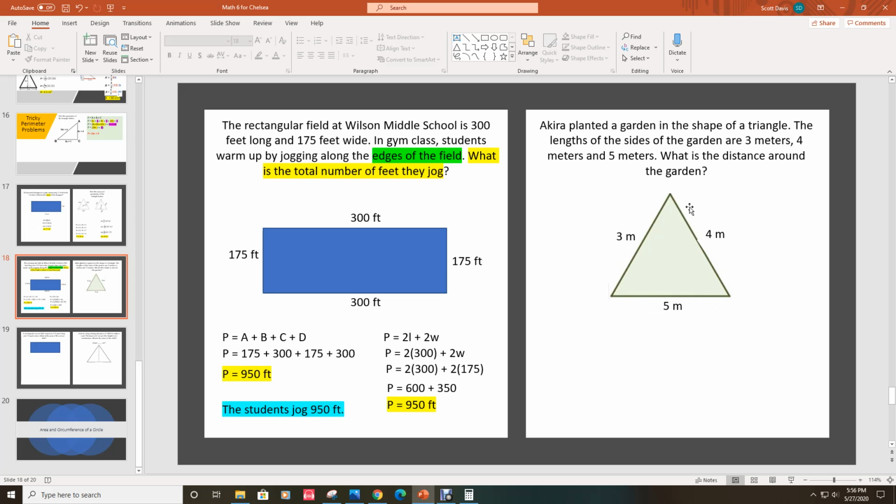Around the garden. Picture that, Chelsea. Around the garden. So what is it that they're looking for? They're looking for the perimeter. They don't want to know how much space is inside of the garden. They want to know the distance around the garden. So they're looking for that perimeter there. So you would just add up all those sides together.